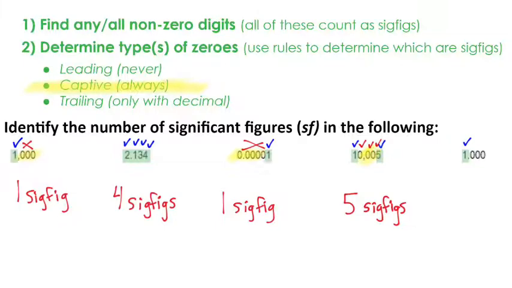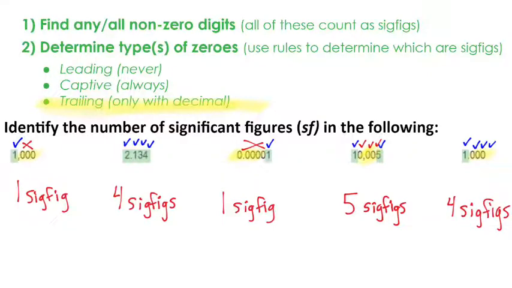And last but not least, we have a 1.000, and those zeros are trailing zeros. They are after my non-zero digits here, and that means that they are only going to be SigFigs if there's a decimal, which there is, which means that all 3 of those are significant figures, along with the 1 brings our total to 4 SigFigs.